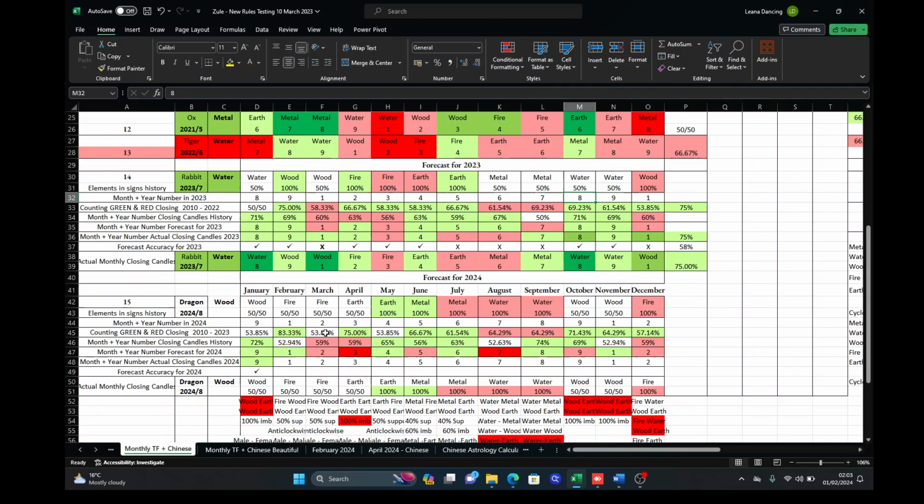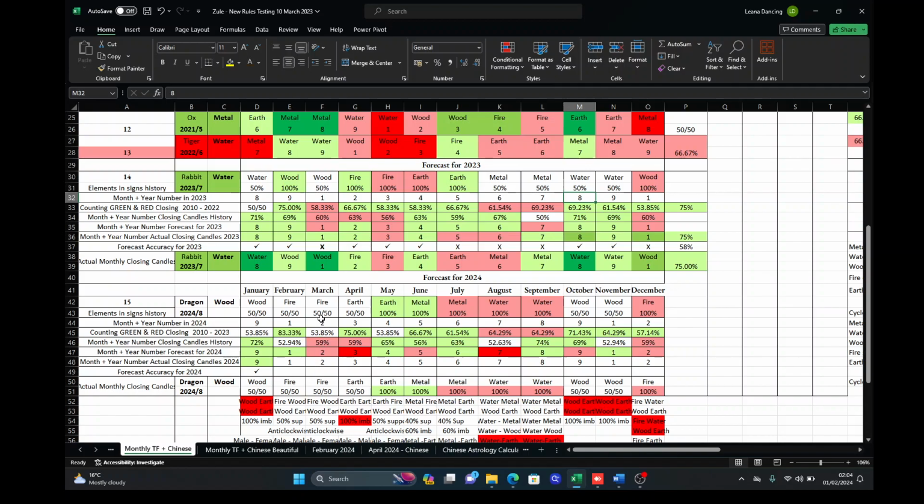The reason why I've got March as closing on a red candle, there are a couple of reasons. The main reason is that on the 22nd of March, a very bullish event will take place in astrology, which is known to bring the market down. And I expect a bear reversal around the 22nd of March. From the 22nd of March onwards, I expect a bear reversal.